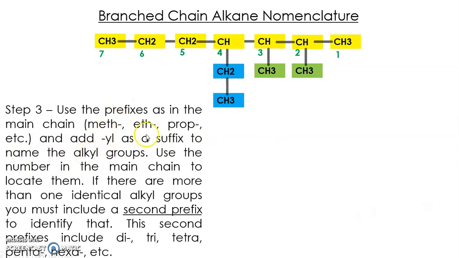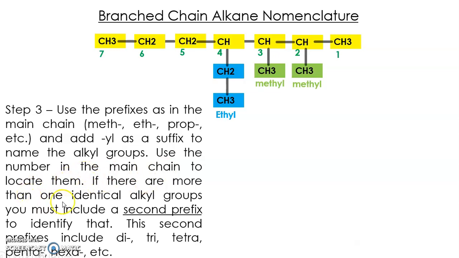So what does this part mean? Well, this alkyl group over here has 1 carbon. It means that it will use the prefix meth, and by adding -il, it becomes a methyl. This one over here is the same, so it's also a methyl. This alkyl has 2 carbons inside of it, which means that we're going to use an eth. Plus adding -il, it means that it's going to be an ethyl. Alright? Use the numbers in the main chain to locate them.